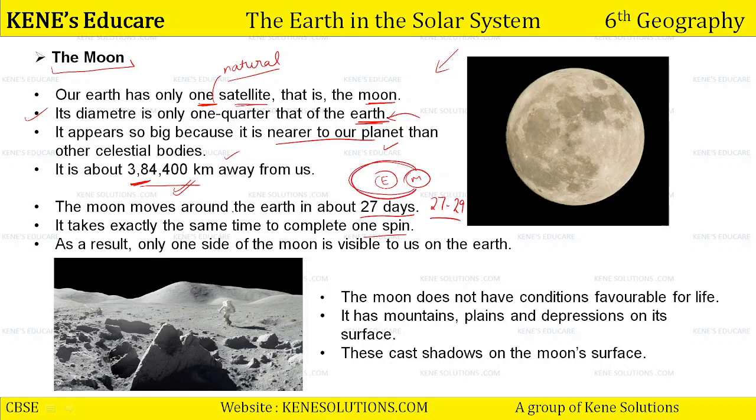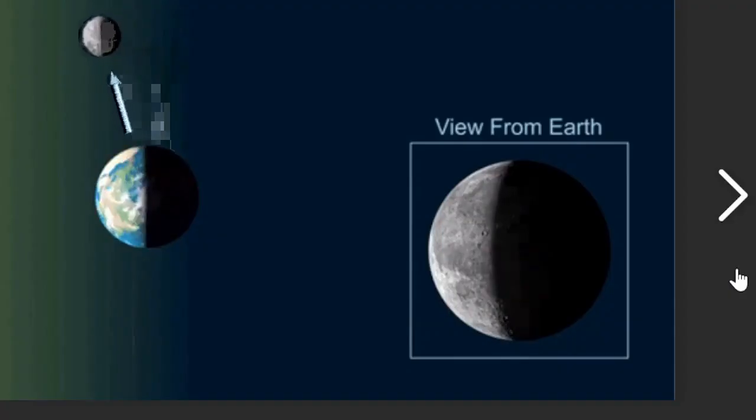Okay? As a result, only one side of the moon is visible to us on the earth. Because I showed you that when the moon is spinning around the earth, when it's revolving around the earth, we can see only one face. That means only one dimension of the moon, right? Because it is also a sphere, and at one point of time we can see only one part of the face of the moon. Let me show you with the help of a video.